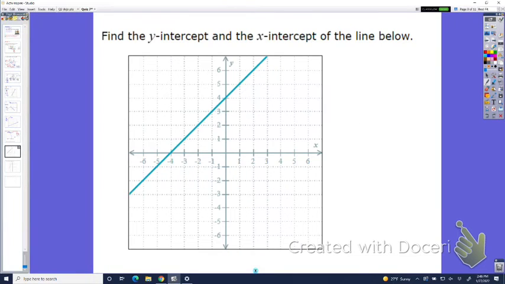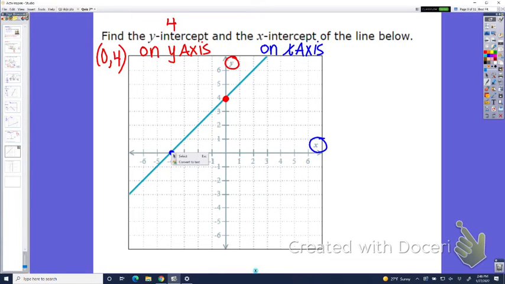Find the y-intercept and the x-intercept. So the y-intercept is on the y-axis. So here's the y-axis, the one that goes up and down, and the point that it passes through is 4. Or you can write that as an ordered pair 0, 4. Likewise, the x-intercept is on the x-axis. So here's the x-axis. Find where the line crosses, and it's down at -4. Or you can write that as -4, 0.